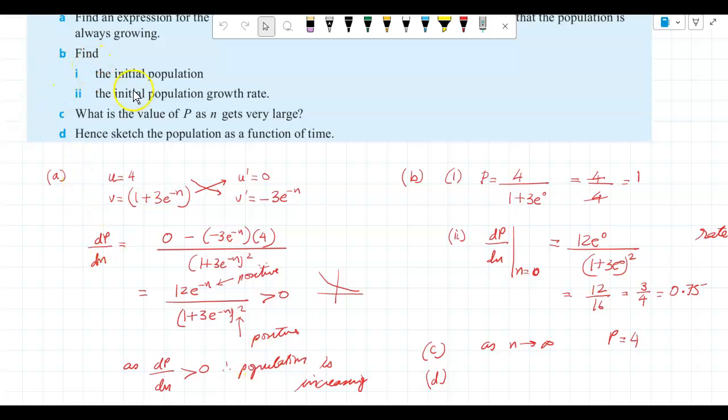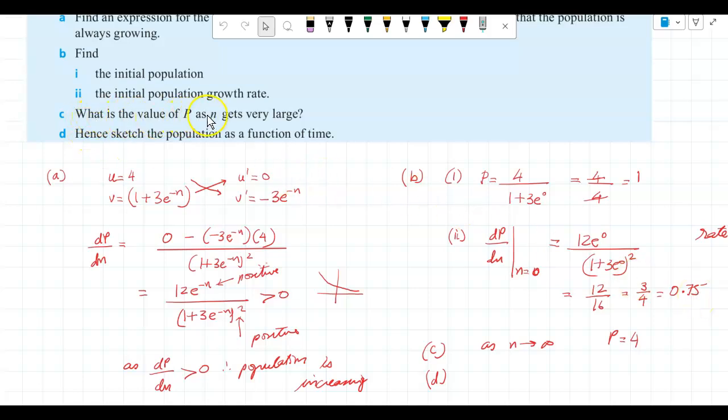And this is simple. Find initial population growth rate. You put your n is 0. Whenever they say the growth rate, you have to put in the derivative. Remember, derivative is always rate of change. So you put n is equal to 0 in the derivative. This is the expression that you got. You can put in that. You can also use your calculator to do this. You know that. Run mode. Okay, and you get 0.75.